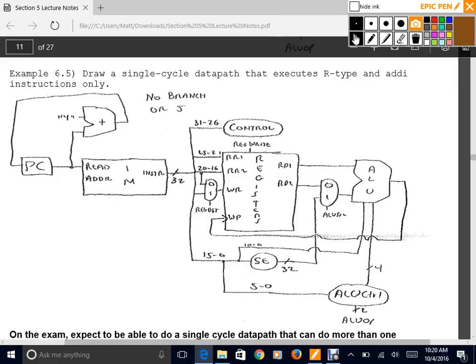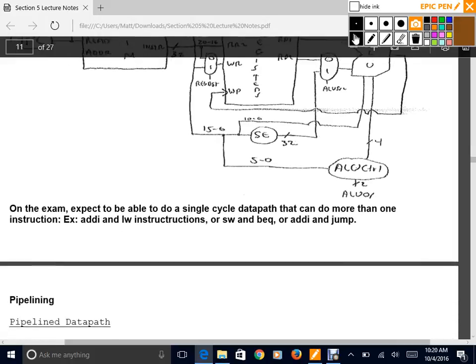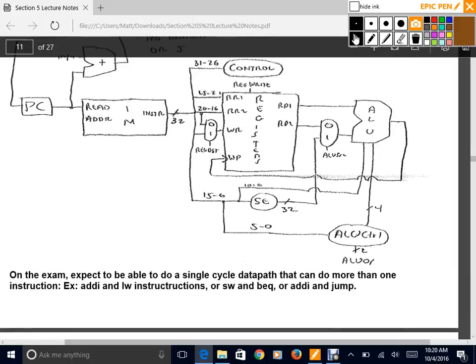All right. So, on the exam, expect to be able to do a single cycle data path that can do one or more than one instruction. For a second assignment, you're going to have the opportunity to get 2 assignments today.